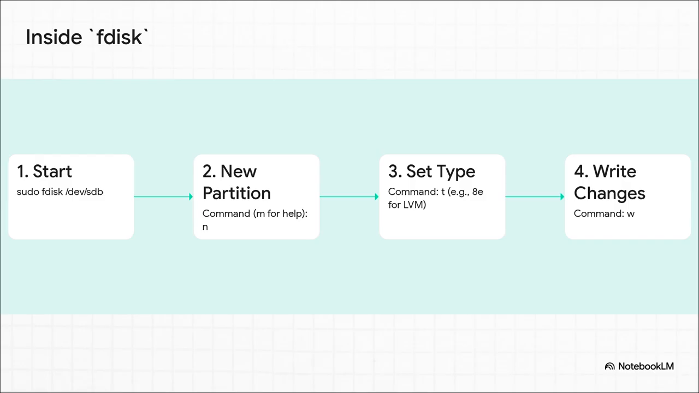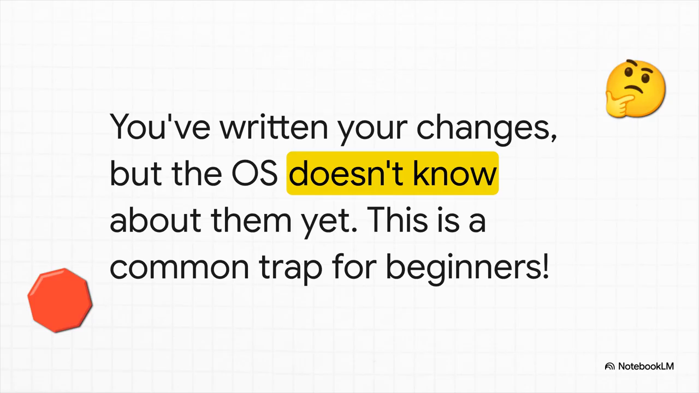And finally, the most important step of all, you press W to write those changes to the disk and make them permanent. So you've hit W in fdisk, the changes are saved. You're done, right? You can move on? Not quite. And this next step is where so many beginners get stuck. It's absolutely vital you don't forget this.